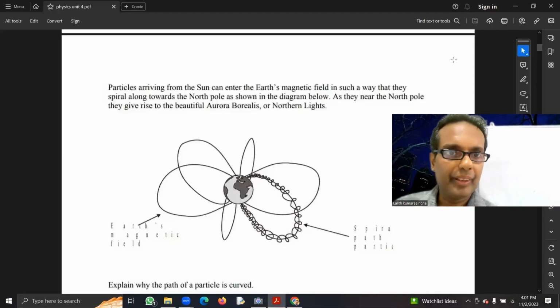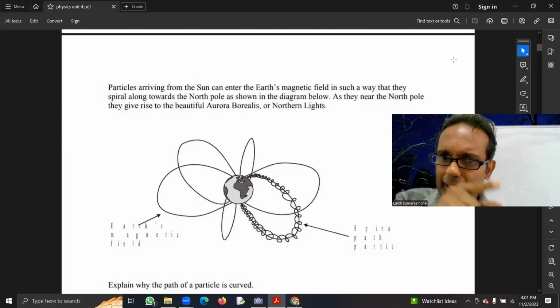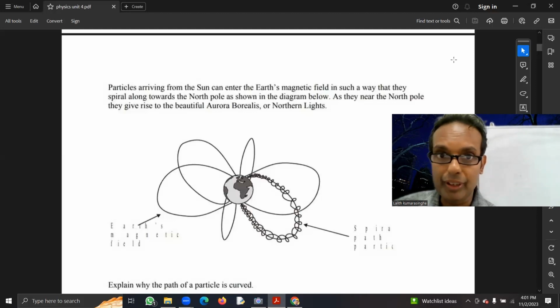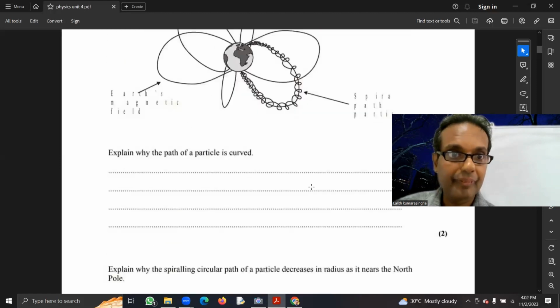Now we'll check this out. Particles arriving from the sun can enter the Earth's magnetic field in such a way that they spiral along toward the North Pole, as shown in the diagram. A spiral. Again, it's spiraling. The radius of the spiral decreases, as shown in the diagram below. As they near the North Pole, they give rise to a beautiful aurora borealis, the northern lights. You might have seen it.